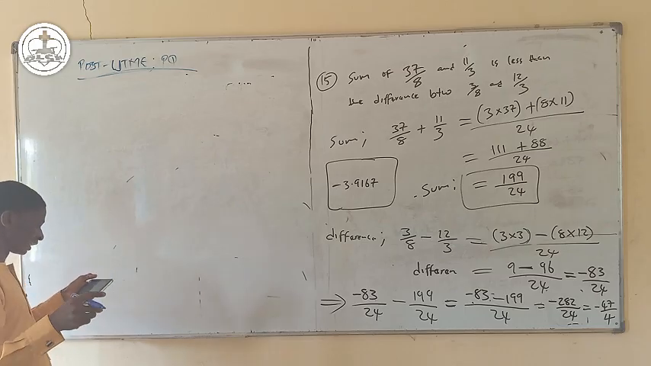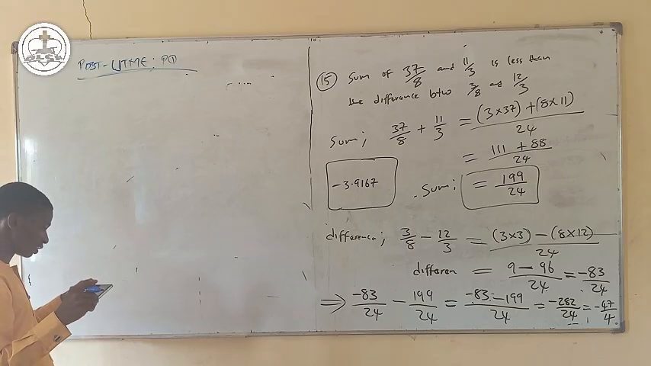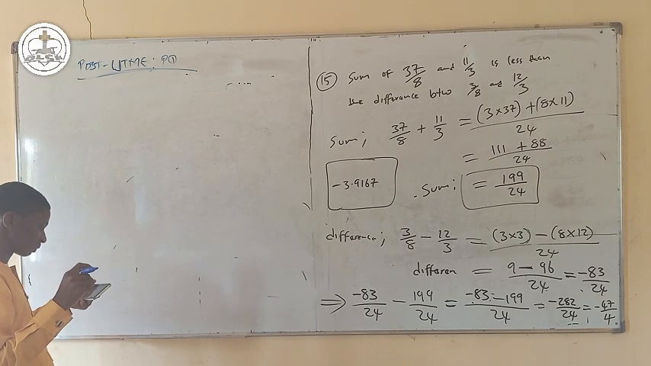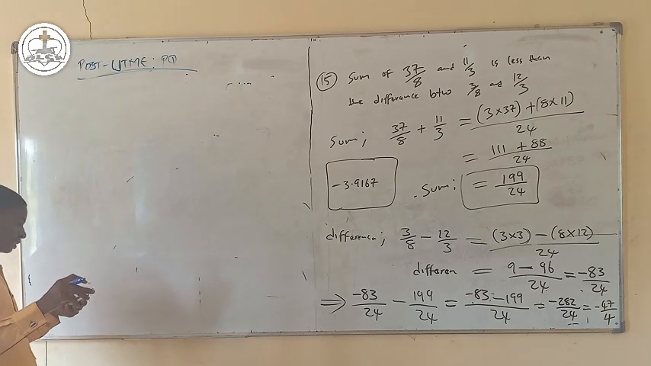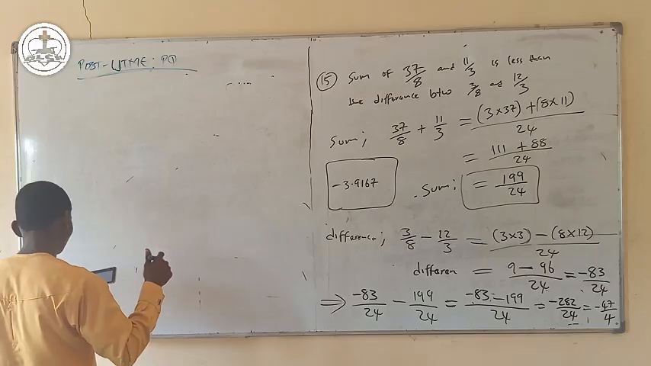two distinct sectors in the same circle subtend 100 degrees. We're supposed to have 100 degrees here and 30 degrees respectively at the center of the circle. Their corresponding arcs are in the ratio. What is the ratio of their corresponding arcs? That's what we are asked here.